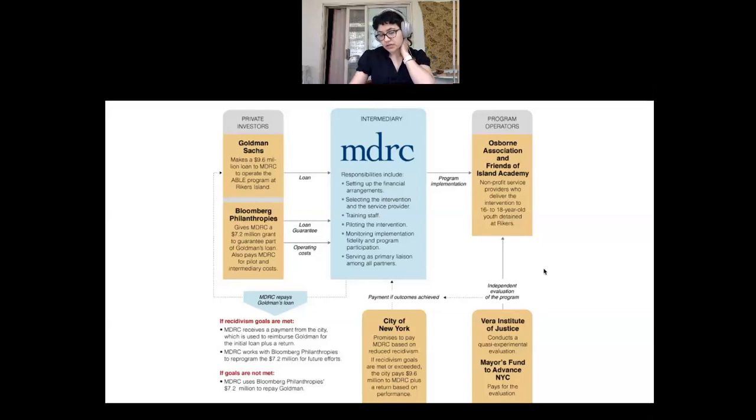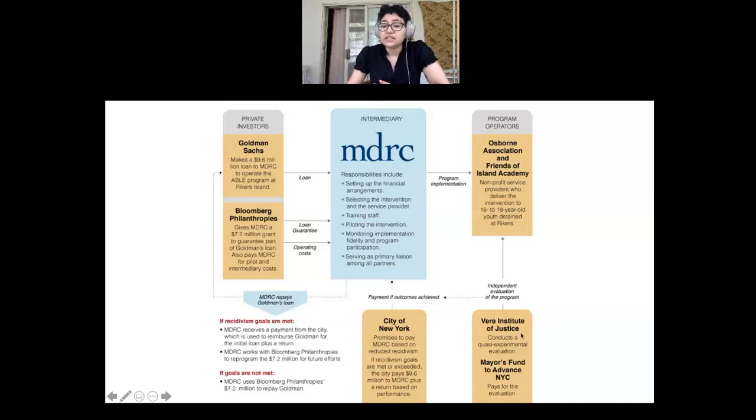And so I actually worked at Rikers Island in a particular social impact bond. And so this was sort of how it was set up. Goldman Sachs and Bloomberg Philanthropies provided money to MDRC, which was an intermediary, and they provided money to the social programs, the Osborne Associations and Friends of Island Academy, and they provided money for them to deliver an intervention to 16 to 18-year-olds at Rikers.